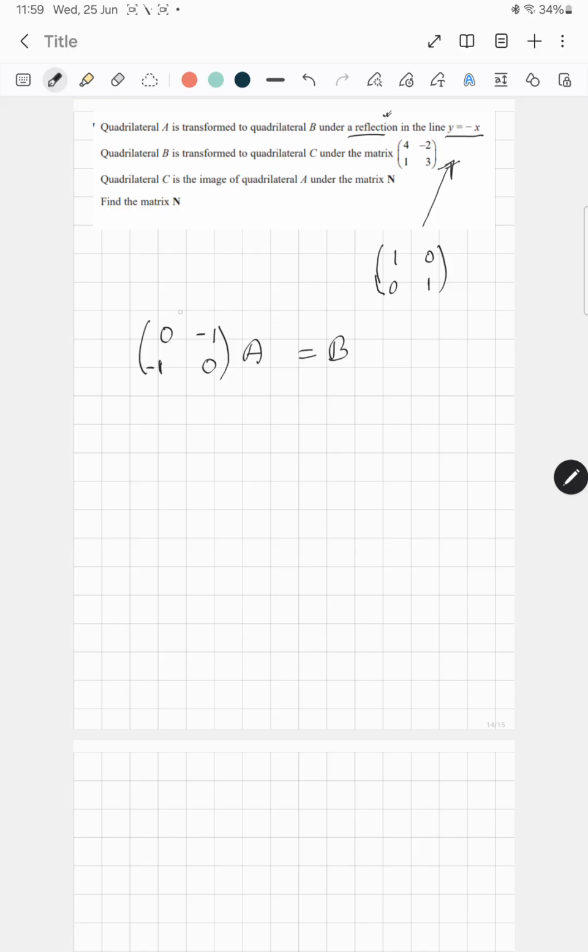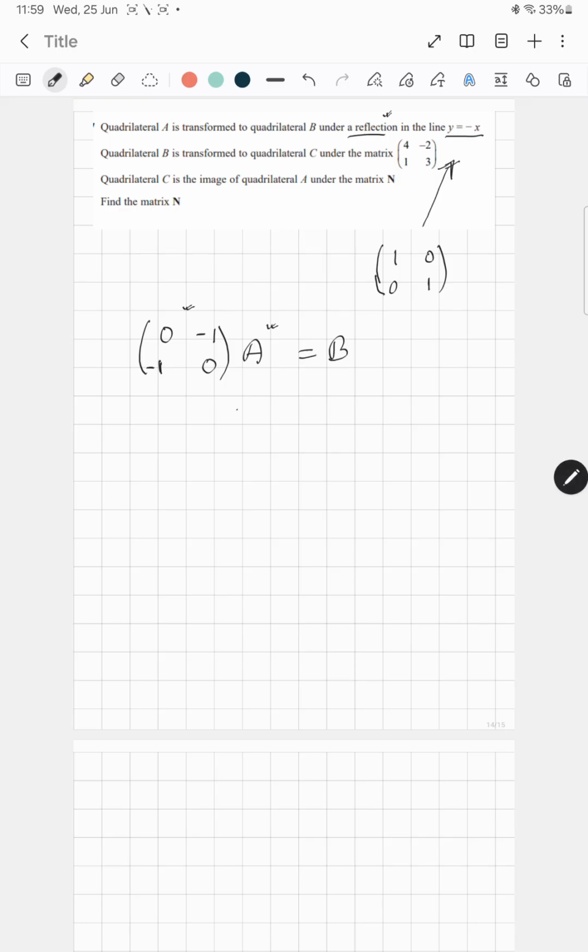Please try to write the vector matrix first and then the matrix. Don't write A into this one, this is going to be wrong, because the number of columns here has to be equal to the number of rows here. In most cases the number of rows of a given matrix is 2, but here the number of columns is 2. So this is the basic way to write whenever you are multiplying a vector matrix with another matrix.